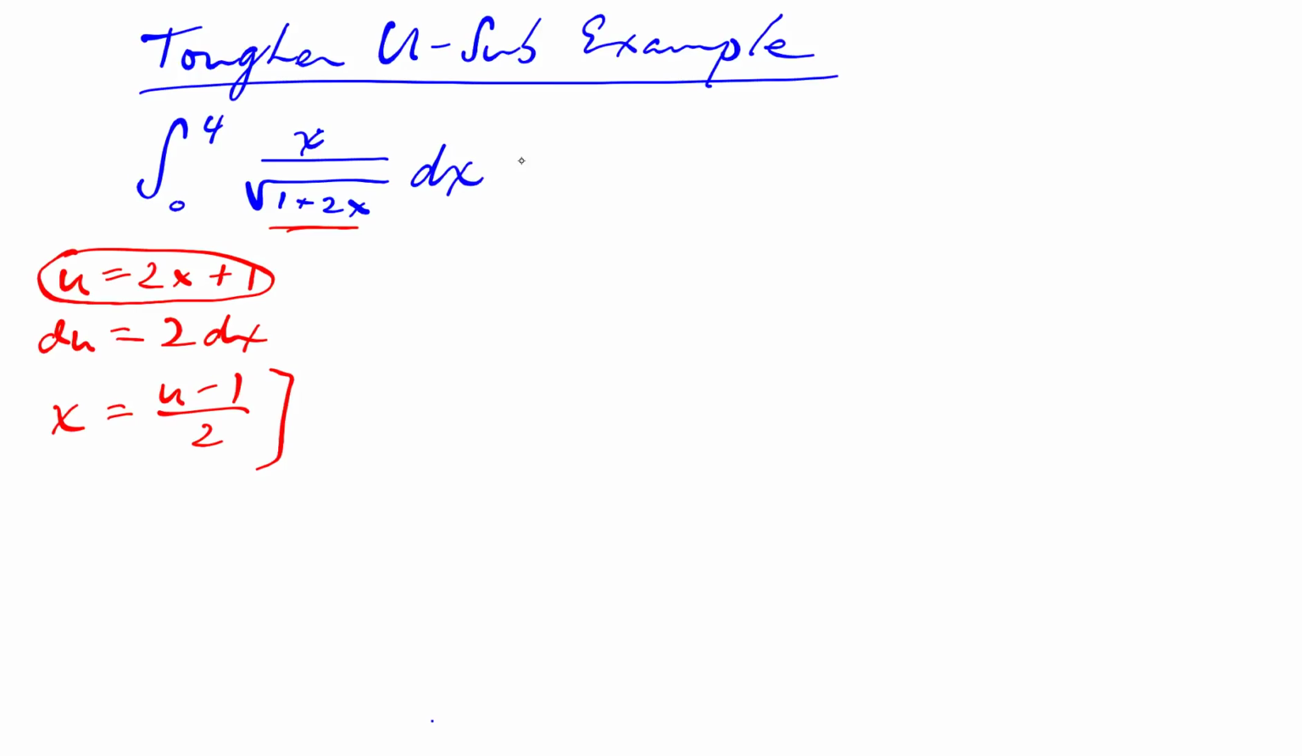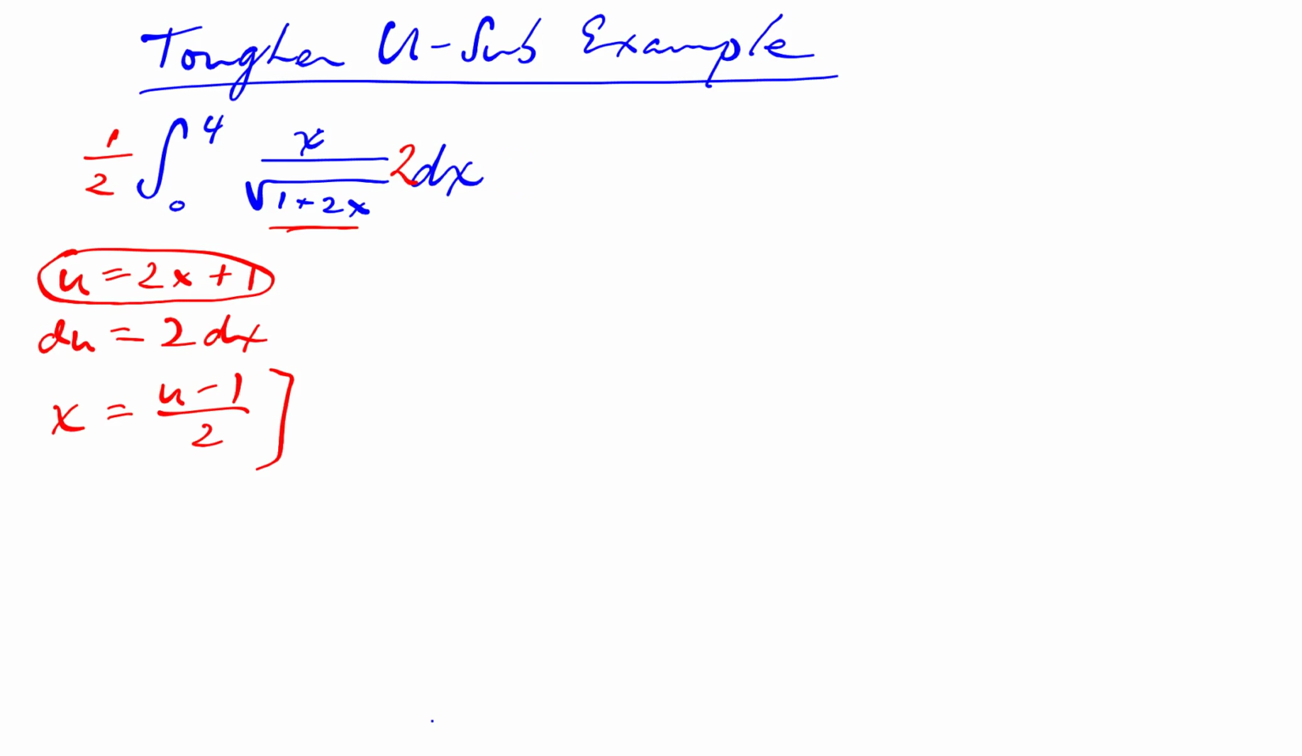But to make it work, we need du. And we've only got, we need a 2 dx. And so we need to put a 2 in front of the dx, and we need to put a 1/2 in front of the integral to undo that multiplication by 2. So now we see that we do have du in the integral. And let's see what everything else looks like.